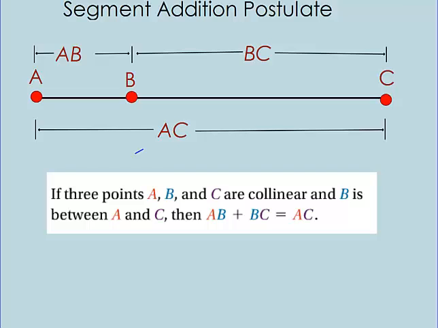So how do we use that? Well, for example, if the distance of AB is 5 and the distance of BC is 10, then AC is going to be 15. What if AB is 2x? And what if BC is 9x? Then AC would be 11x.